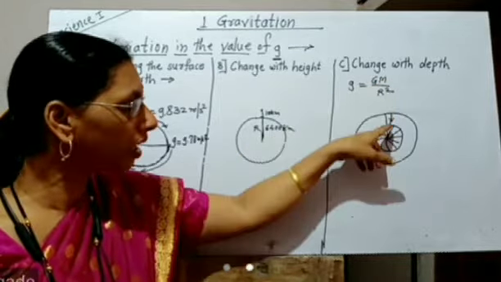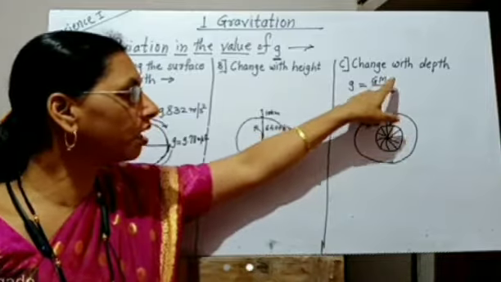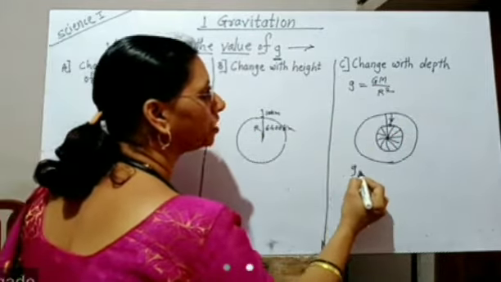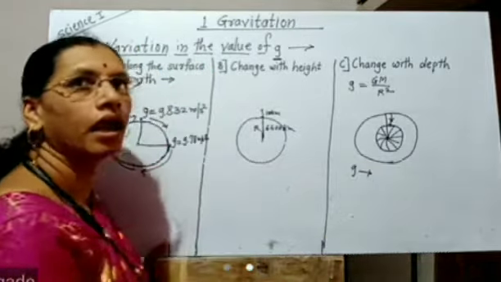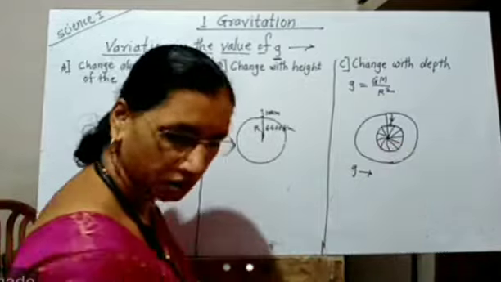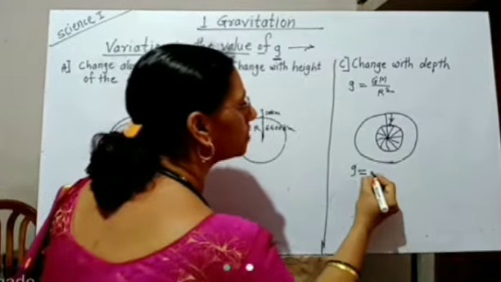The value of m also goes on decreasing, and as a result of both m and r, the value of g goes on decreasing as we go deep inside the earth, and at the center of the earth the g becomes 0.